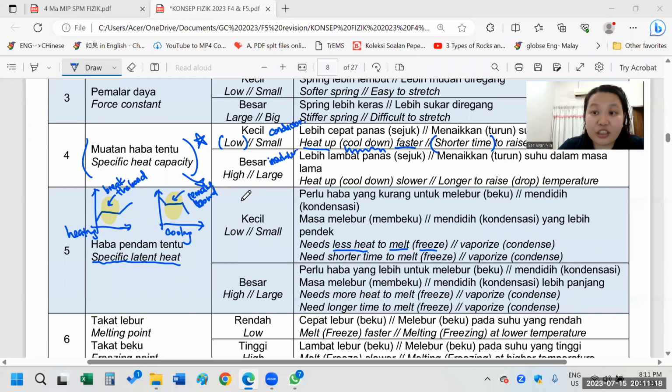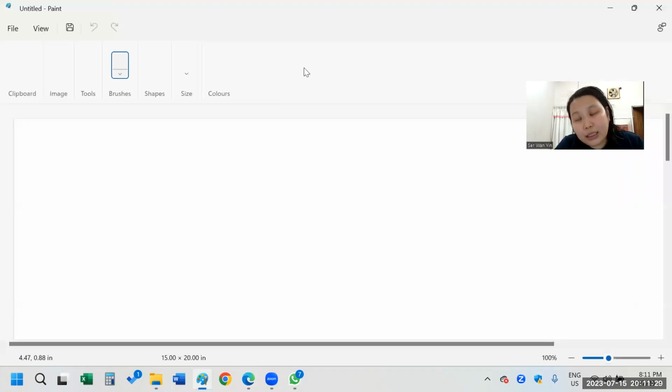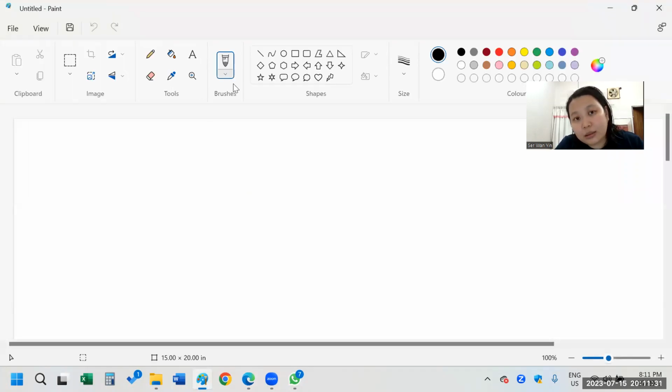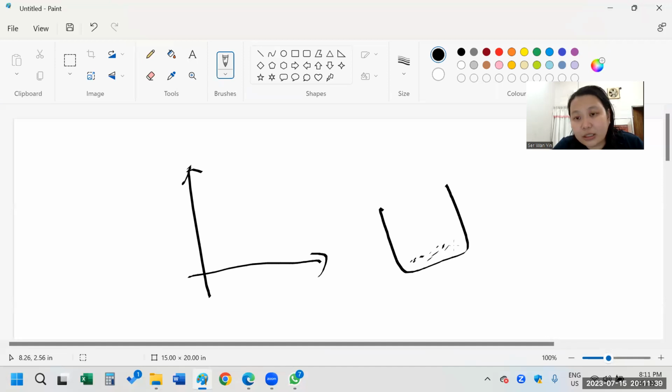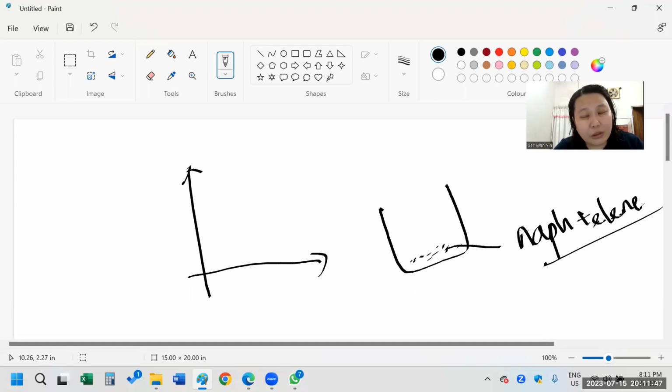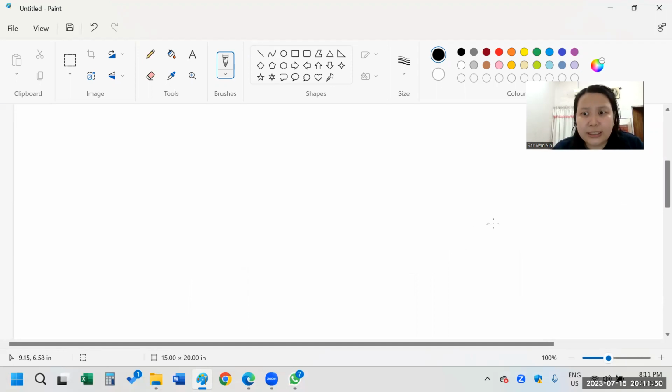So think back about your naphthalene. Naphthalene, remember your first experiment? If you really joined and observed, you'll find out, first of all, this is naphthalene. I'm not sure how to spell it. What happened?